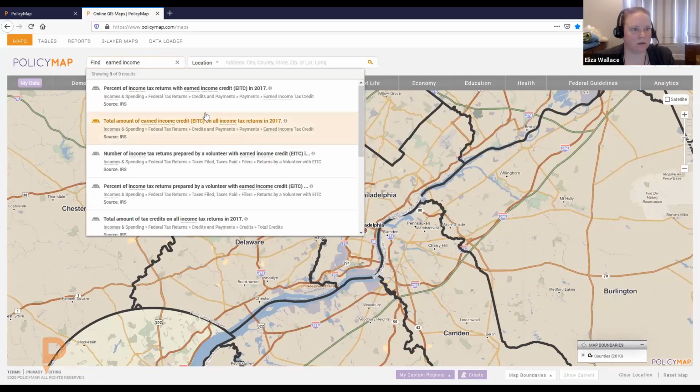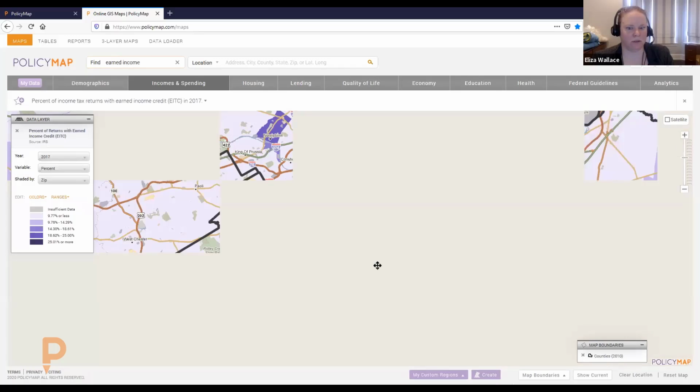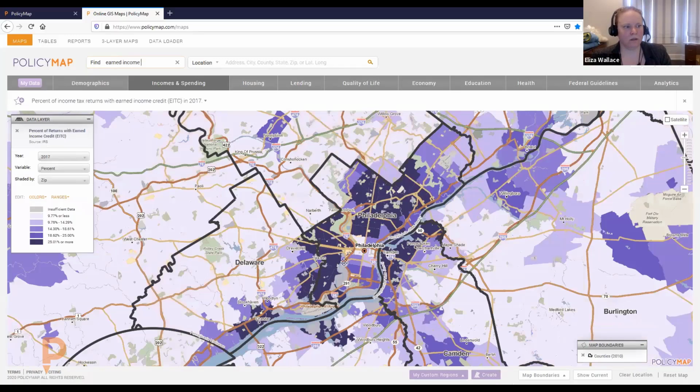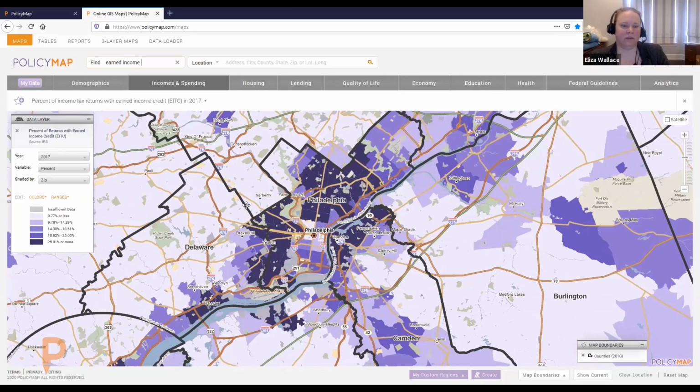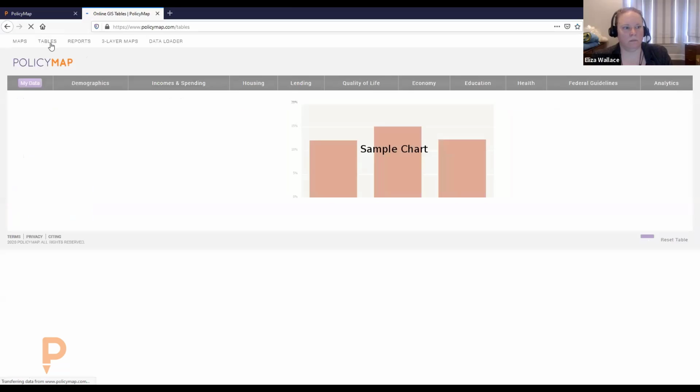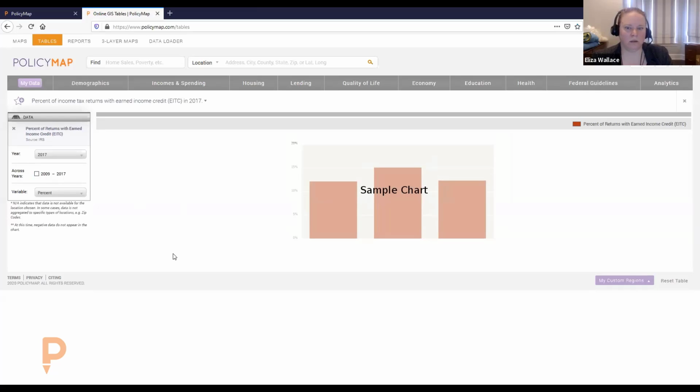Earned income tax credit. Let's go with this amount. Okay, so percentage of returns with earned income tax credit. This is an example of areas where people tend to have jobs, but those jobs are lower paying. And here you can see that we do have annual data. And you can see that we do have this function where you can look at change over time as well.